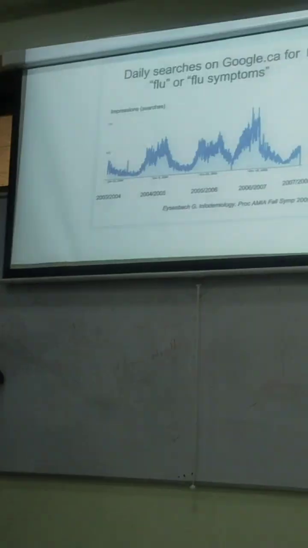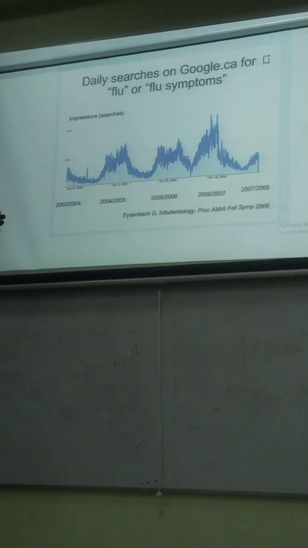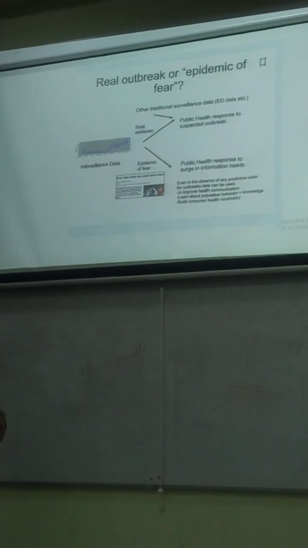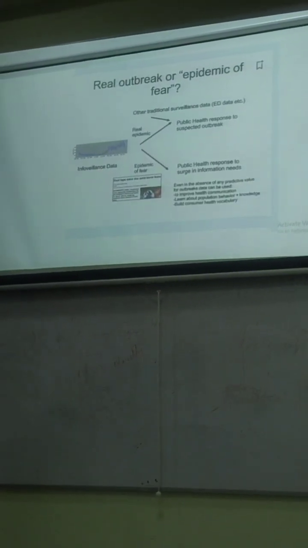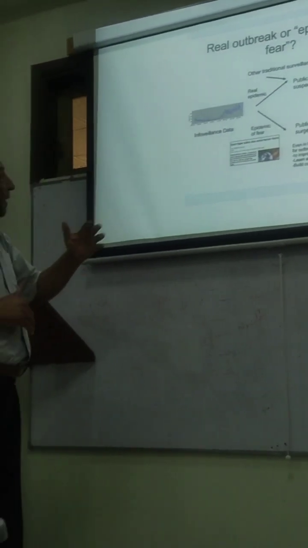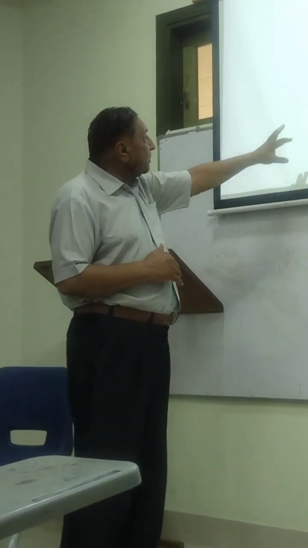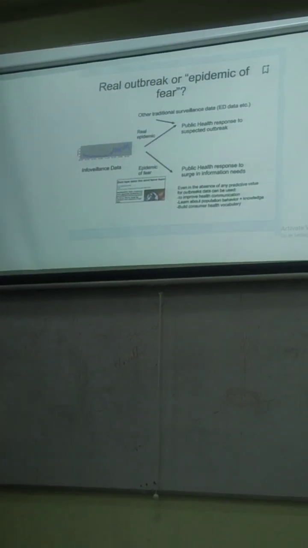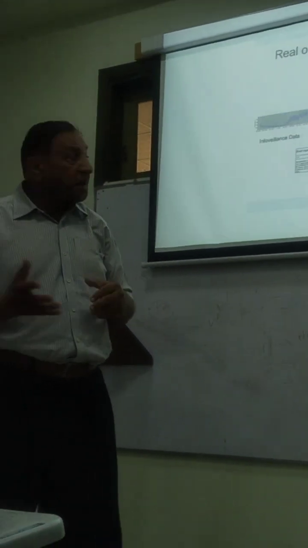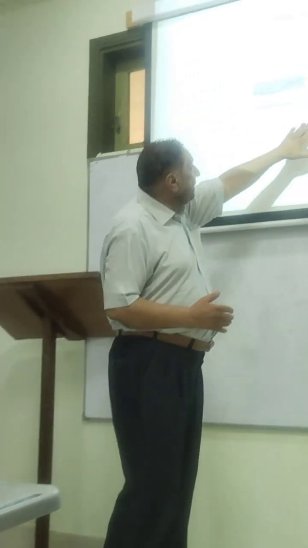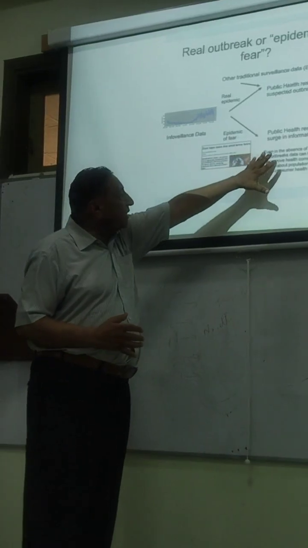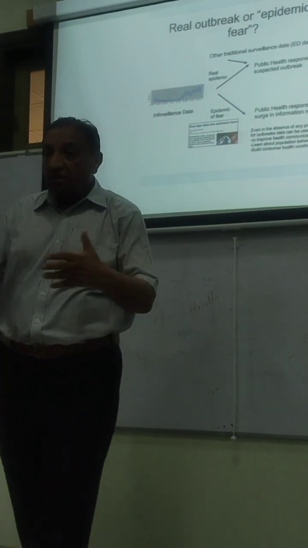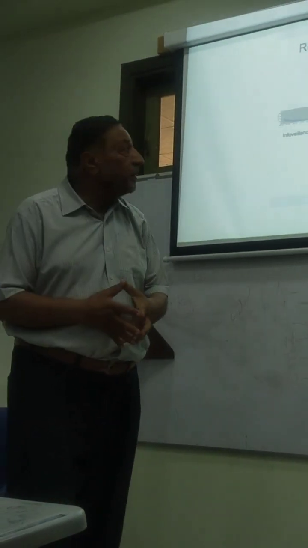Daily searches just for a common flu, and you can see how many people are searching. Next. And outbreak or epidemic of fear, and you can see that this data shows that infovigilance, meaning surveillance or monitoring, can also be done, and epidemic fear can be traced, and public health response and surge in information needs can be organized. Next, please.